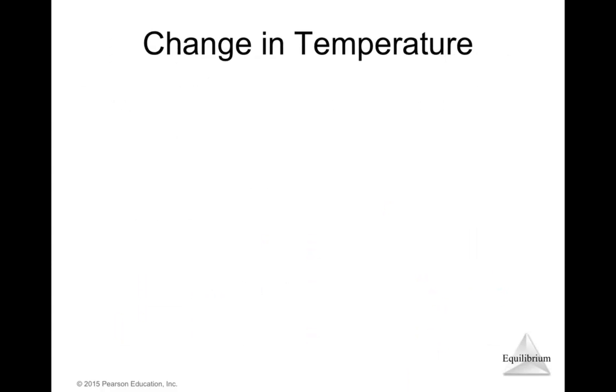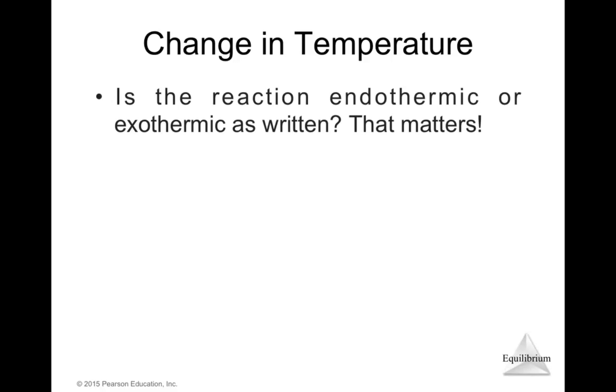The third one is change in temperature. So it's important to see if the reaction is exothermic or endothermic. An endothermic reaction is a reaction that absorbs heat. An exothermic reaction is a reaction that releases heat. So if we absorb heat, that means that the heat must be in the reactants. When it's an endothermic reaction, you will have the heat in the reactant. If it's exothermic, that means that you release energy, so you have energy, heat, in the products.